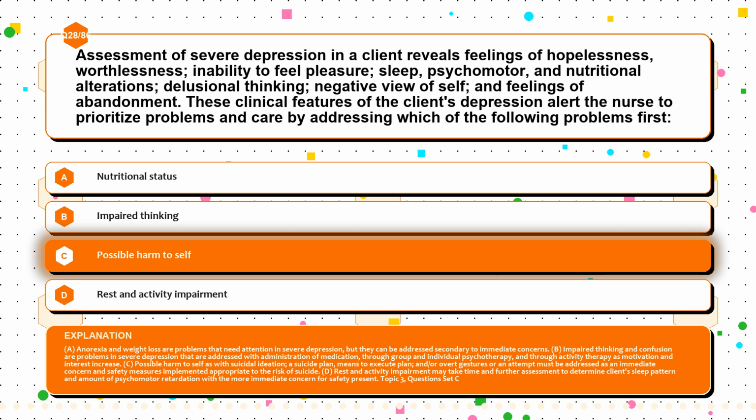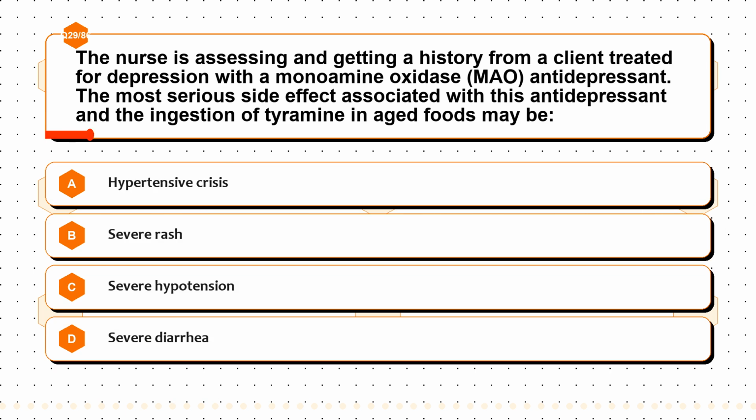Topic 3. Question set C. Question 29. The nurse is assessing and getting a history from a client treated for depression with a monoamine oxidase, MAO, antidepressant. The most serious side effect associated with this antidepressant and the ingestion of tyramine in aged foods may be. Here are the options. Option A. Hypertensive crisis. Option B. Severe rash. Option C. Severe hypotension. Option D. Severe diarrhea.